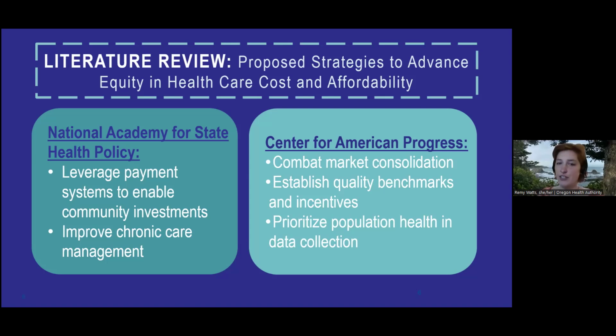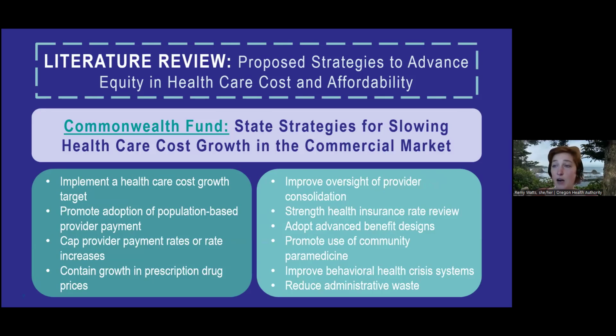So once again, just some really general lit review, like these are some proposed strategies around advancing healthcare costs and affordability. I really love this additional study from the Commonwealth Fund, state strategies for slowing cost growth in the commercial market. So you'll see number one, implement a healthcare cost growth target. So once again, this is just a general way of promoting equity in healthcare costs. And the number one thing that Commonwealth Fund is recommending, Oregon's already ticked off. Like we have a healthcare cost growth target, we've got the program, we're moving forward.